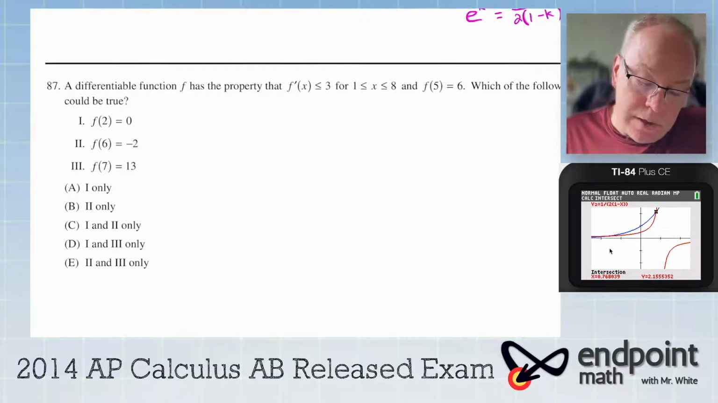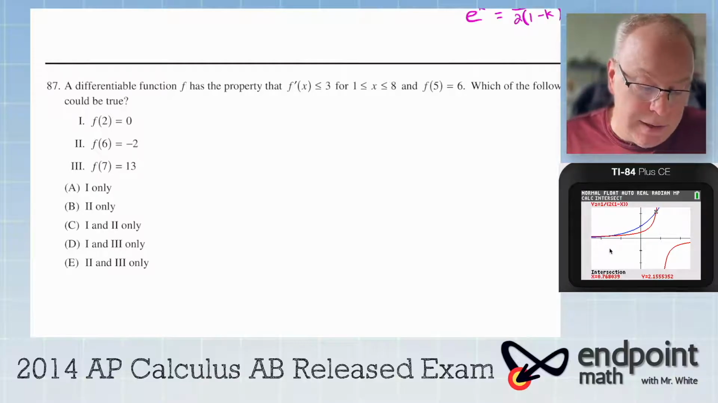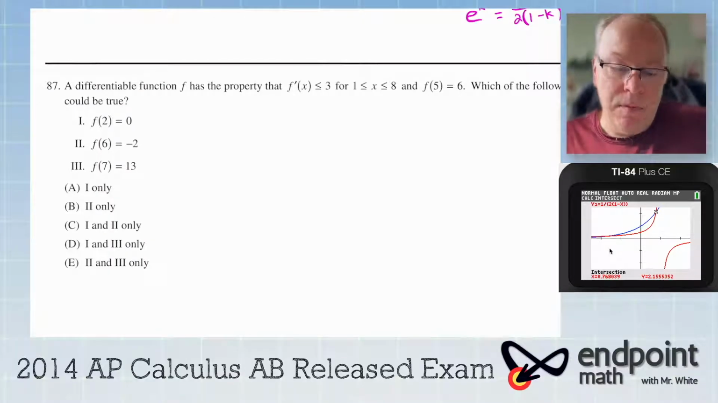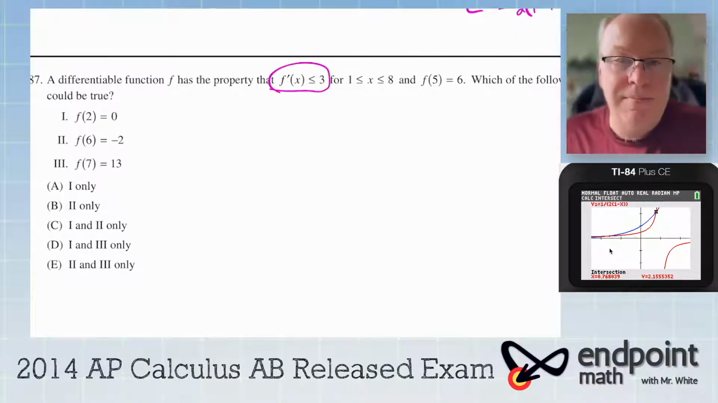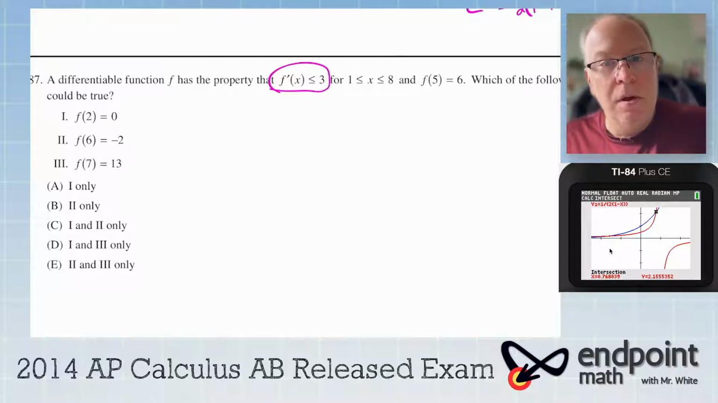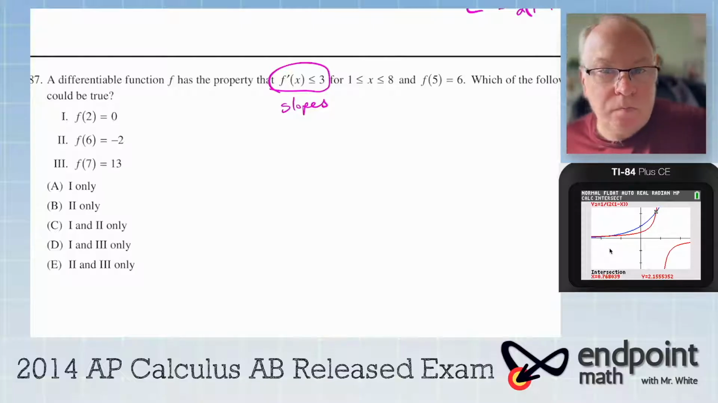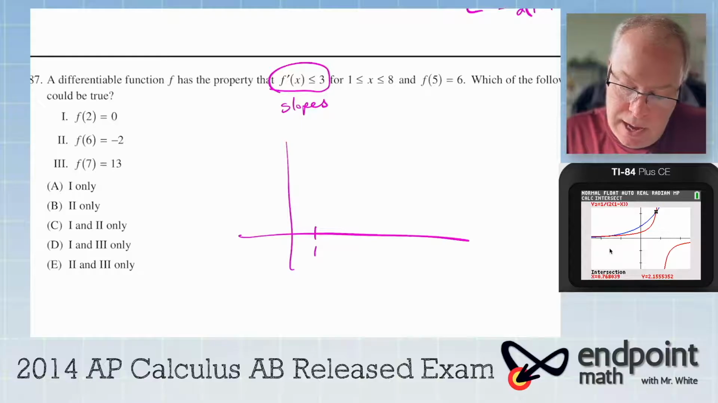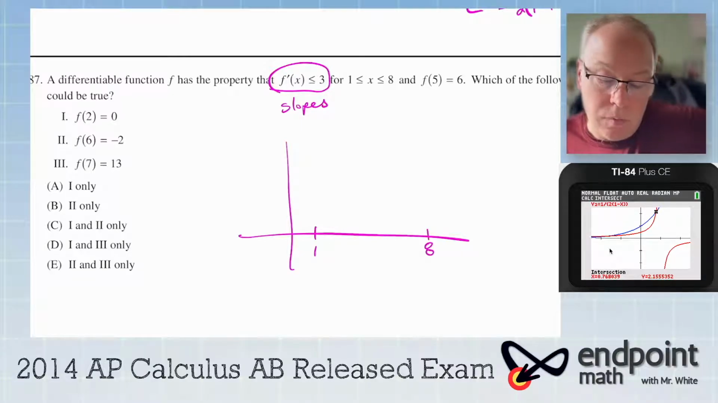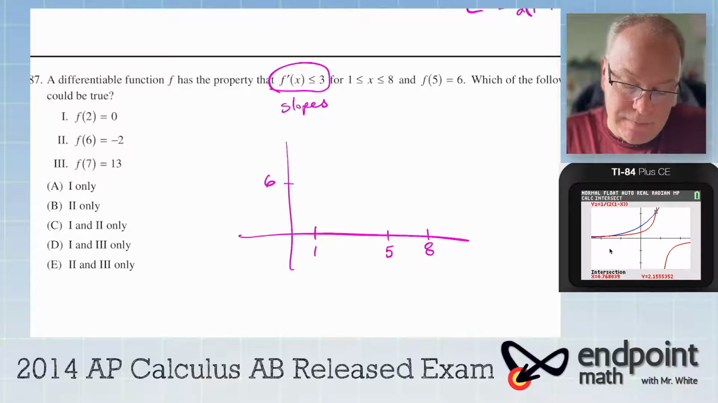A differentiable function f, so that means the derivative exists everywhere. There are no corners or cusps or crazy things happening, and it has the property that the slopes are always under or equal to 3. Let me write that down. The slopes are all under 3 between 1 and 8. So let's do 1 here and 8 over here. Now f of 5, which would be right here, is 6. That's a given.